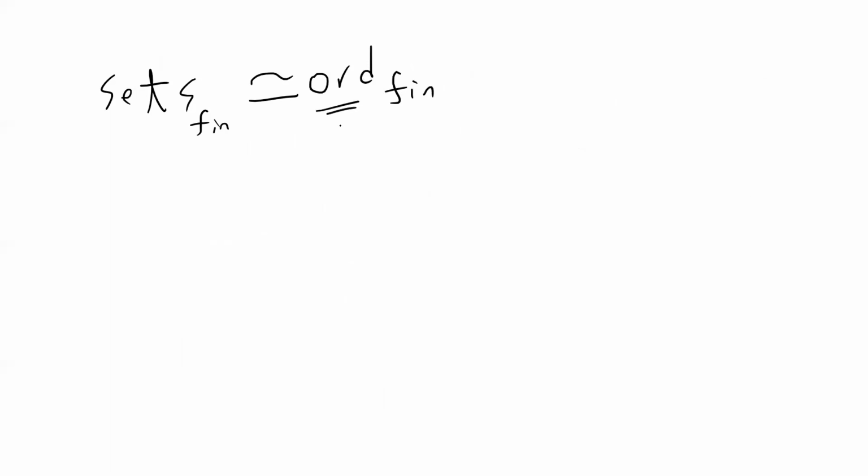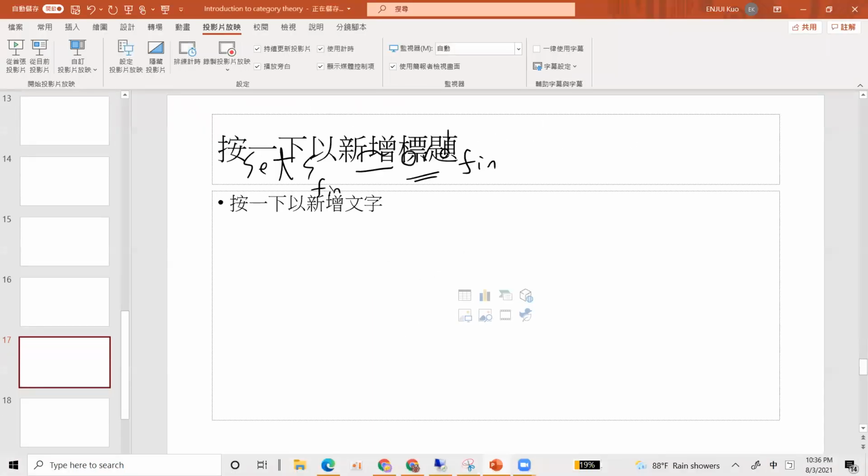One example is that a finite set is isomorphic to its order, which is an equivalence in the category of partially ordered sets. Okay, that's it. I think it's enough. So in this video we talked about natural transformations and functors. Next we will talk about limits and colimits, and finally about products and coproducts.